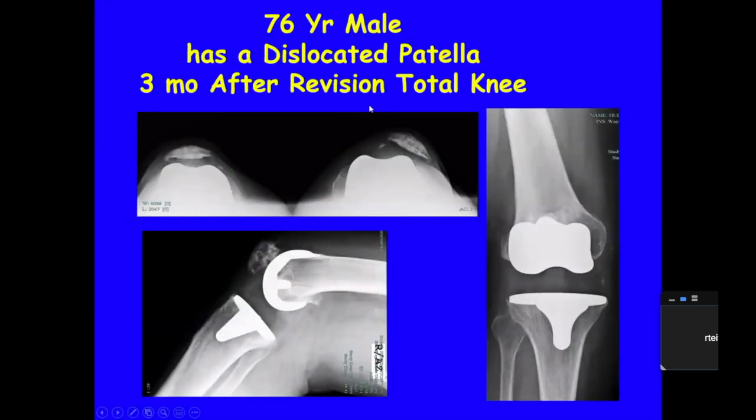Here's a 76-year-old male. He has a dislocated patella. He's 3 months after having a revision total knee. And here are his x-rays. It appears to be a well-fixed prosthesis. We can see the patella located on the x-ray, and we can see the AP radiograph.